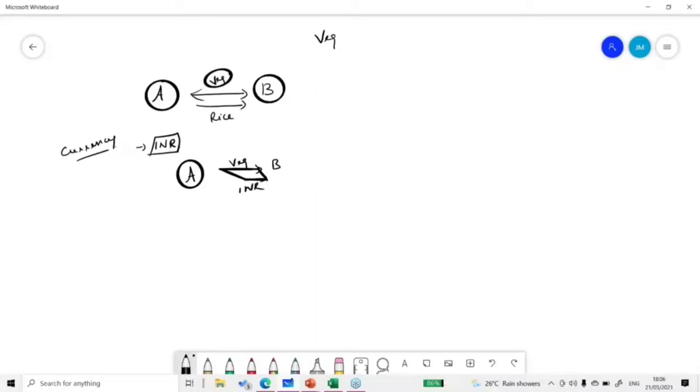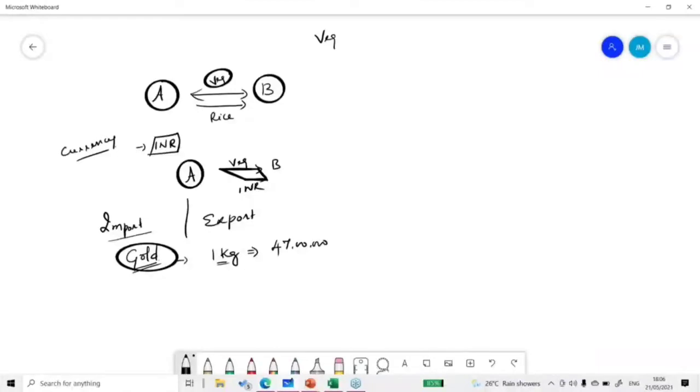Let's say for example I'm going for an import, or we are going for an export. In most cases, when we go for import and export, how are we going to make the payment? Let's talk about any product, say I'm going to import gold, and we'll talk about both commodity as well as currency. I'm going to import gold from another country. Assume I'm going to import 1 kg of gold, and today it is approximately, in Indian terms, somewhere around 47 lakhs.